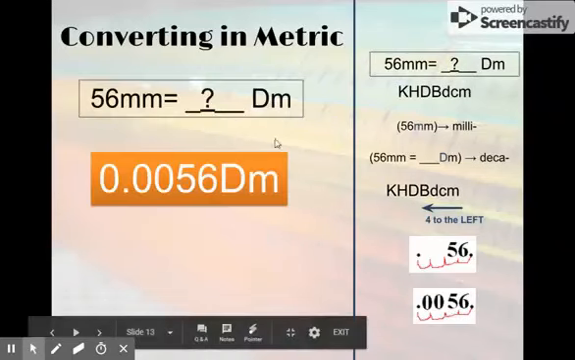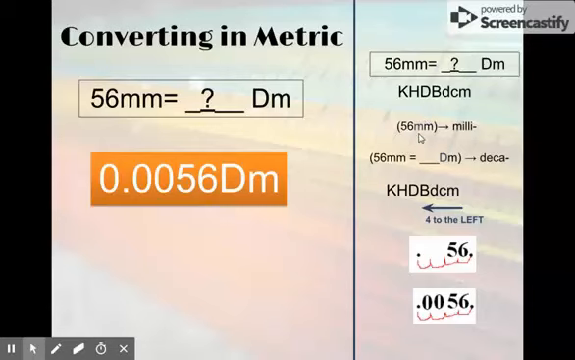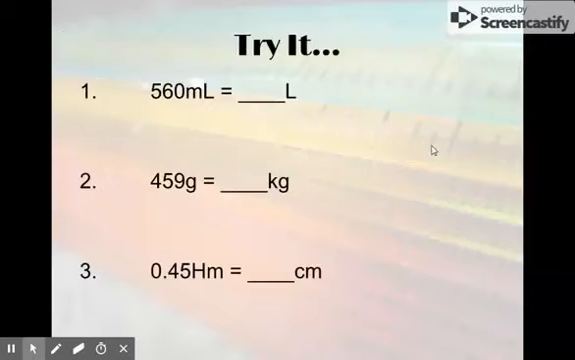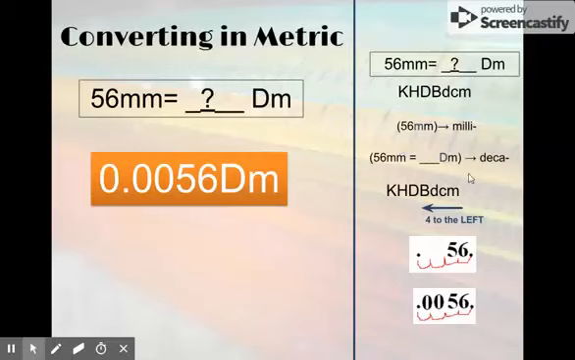So here's my answer. Draw out our conversion table, figure out where we're starting. So we are starting at milli. Figure out where we're going. This time we're going to deca. Count how many away that is. So 1, 2, 3, 4 to the left.